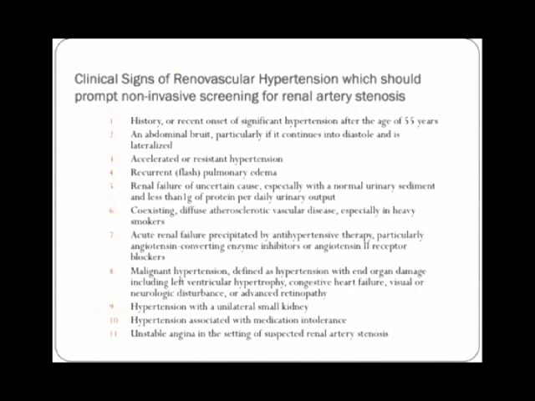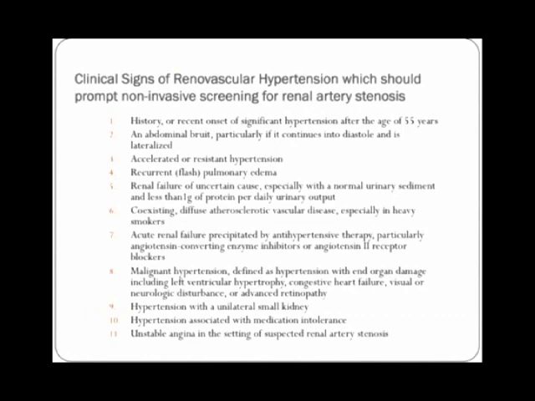And acute renal failure precipitated by antihypertensive therapy, especially with angiotensin converting enzyme inhibitors or angiotensin receptor blockers. Malignant hypertension, defined as hypertension with end organ damage, including left ventricular hypertrophy, congestive heart failure, visual or neurological disturbance, or advanced retinopathy. Hypertension with unilateral small kidney, and hypertension associated with medication intolerance.